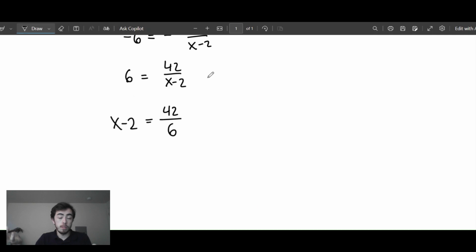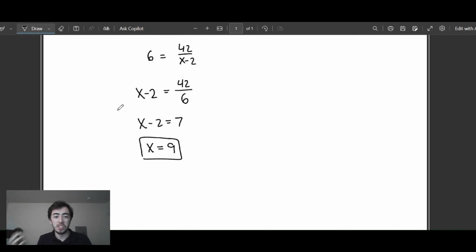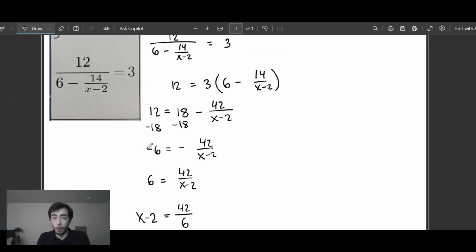And I can evaluate 42 over 6. That's just the number 7. And from here, adding 2 to both sides, I can now see x is 9. Great. That's today's date. So we're all done. Just working through it algebraically totally works.